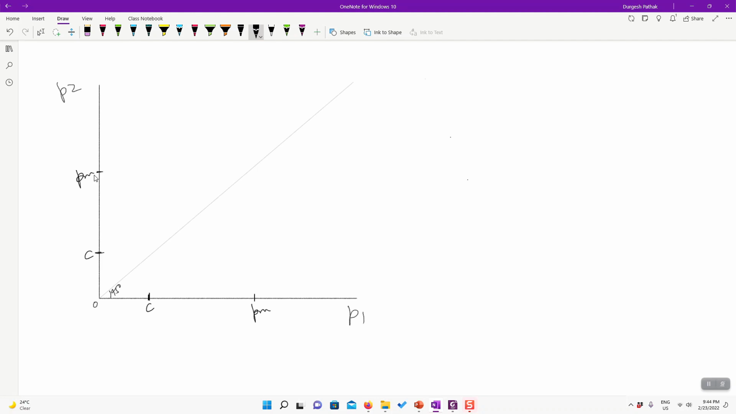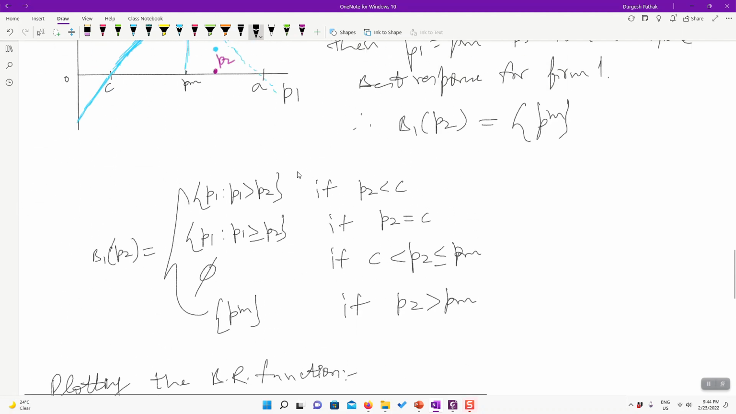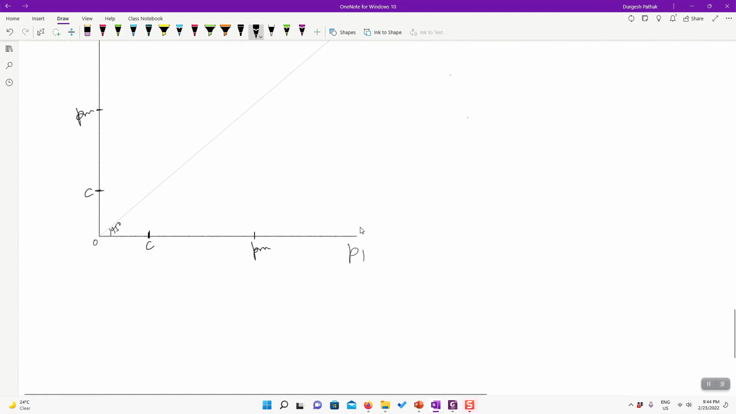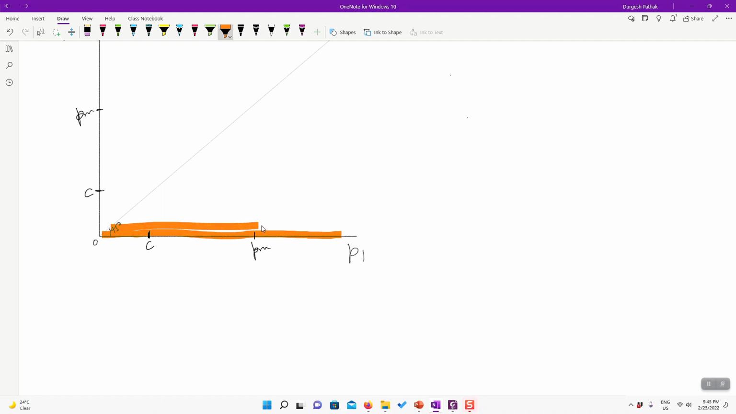The first condition of my best response function is if P2 is less than C, P1 should be strictly greater than C. So P2 less than C, it means on this axis I am showing P2, so P2 less than C will actually be somewhere here. In this situation, P1 should be strictly greater than P2. So what does it mean? P1 I am showing along this axis, it should be greater than P2. It means this boundary will not be included, the 45-degree line will not be included. So I am drawing my P1 like this. This 45-degree line is not included, remember this point.